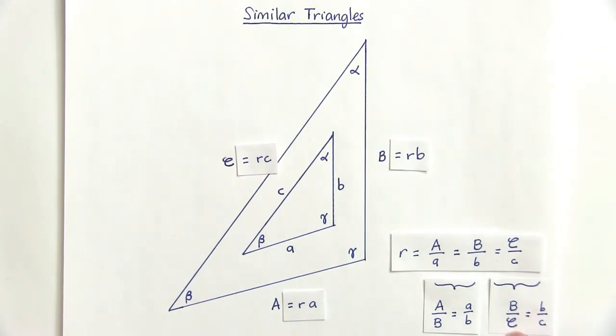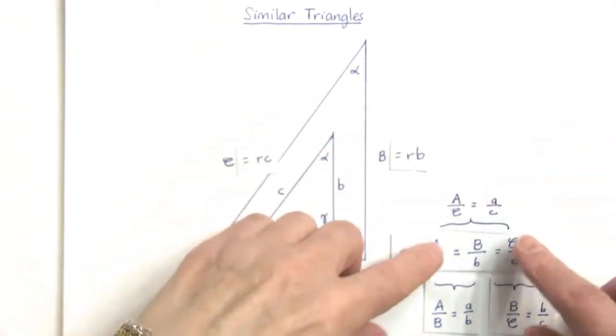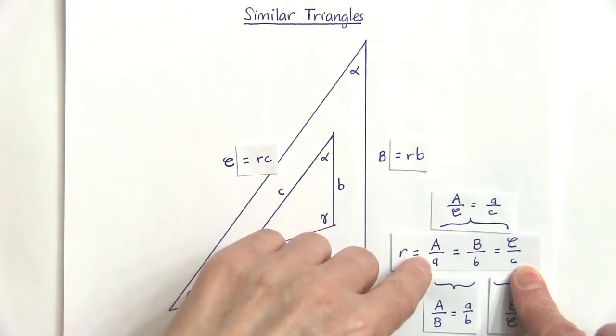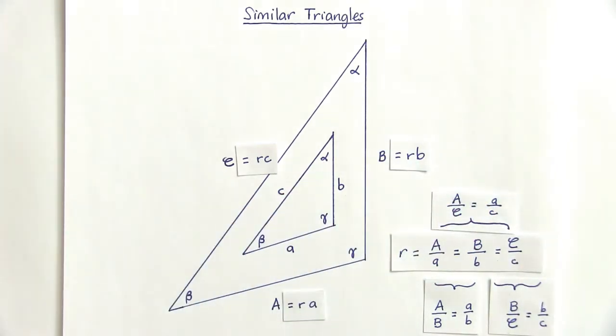So big B over big C is little b over little c, when we're comparing the corresponding sides in the big triangle to the corresponding sides in the small triangle. And comparing these equations is the same. Big A over big C is the same as little a over little c. If we rearrange this equation, we'll get this. So that's two ways to write down the ratios for similar triangles.